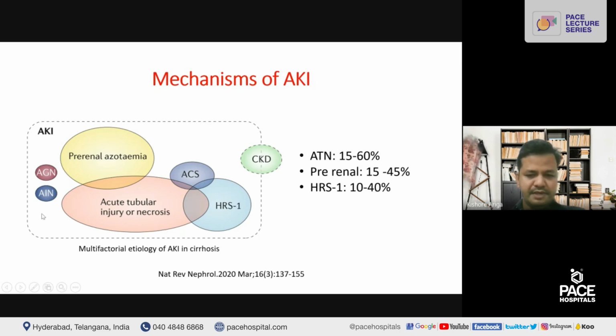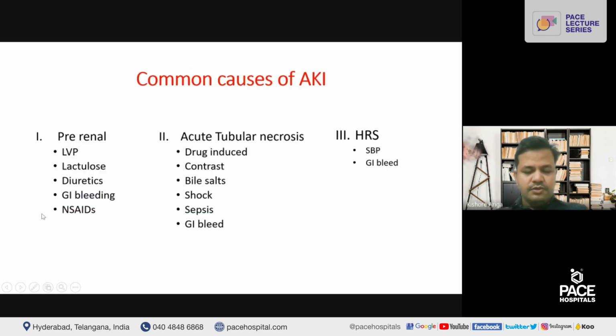or interstitial nephritis. So if we take the three important causes like pre-renal, acute tubular necrosis and HRS, there are some underlying precipitating or etiological factors for these causes of AKI. For pre-renal AKI, it may be excessive use of lactulose, which can lead to GI losses, or excessive use of diuretics, which can lead to intravascular volume depletion, or GI bleeding or large volume paracentesis, or sometimes use of NSAIDs can also cause pre-renal AKI.